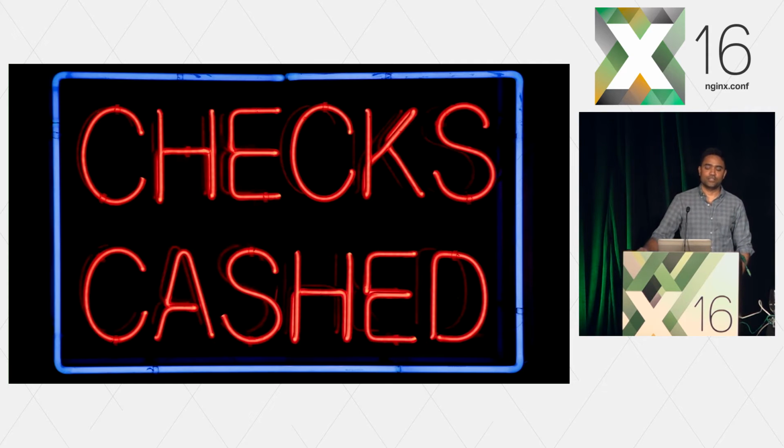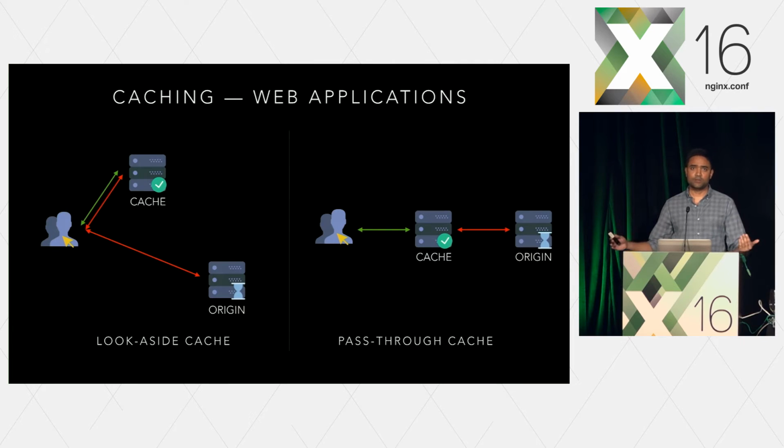Caching, what is it? In a general sense, you either store the result of an expensive operation or you save a copy of data that lives elsewhere. And when you look at web applications, you usually find two kinds of caches. There's local-side caches and then pass-through caches.